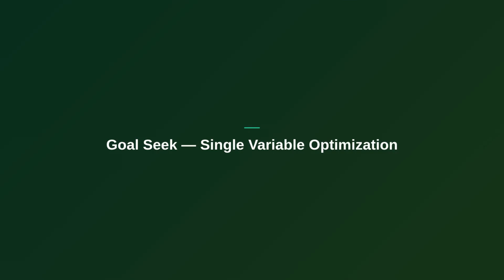GoalSeek answers what input do I need, while Solver answers what's the best combination of inputs. Together, they turn Excel into a decision optimization engine. GoalSeek finds the input value needed to reach a target result.